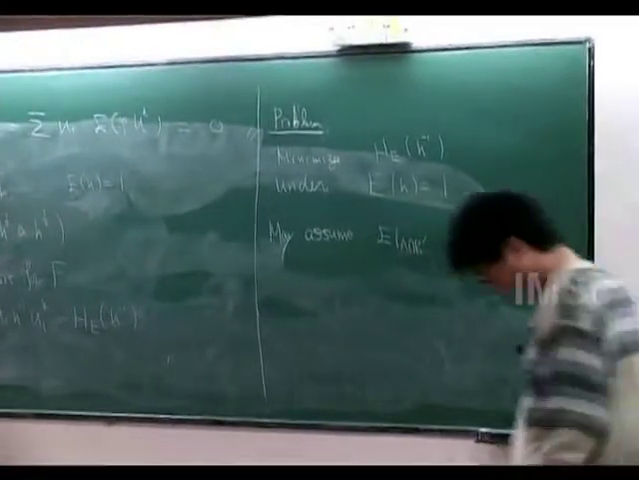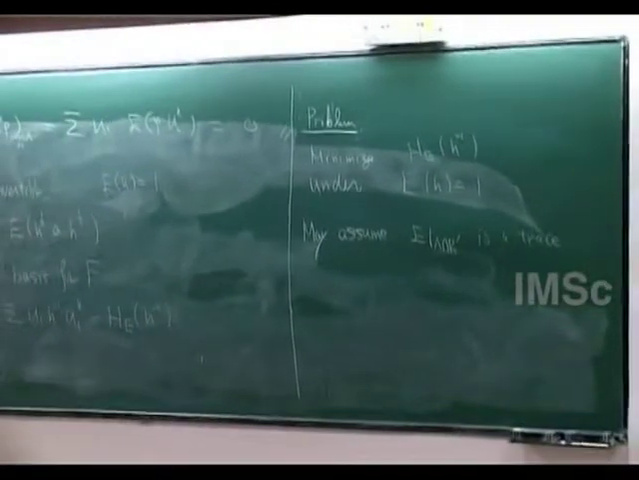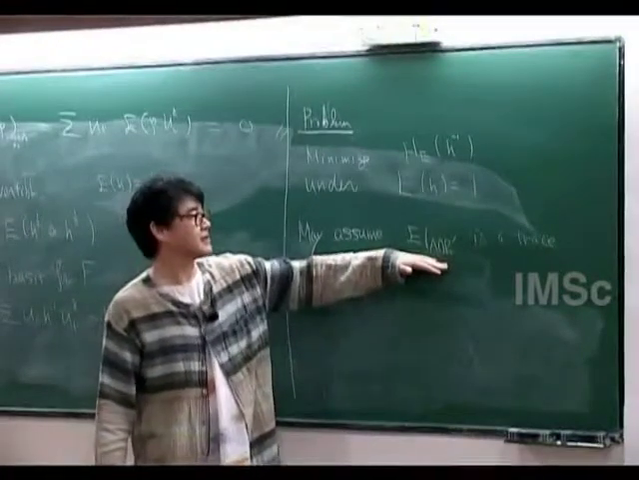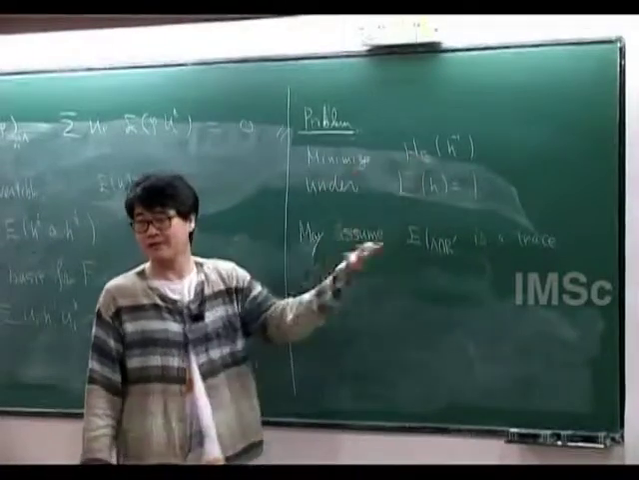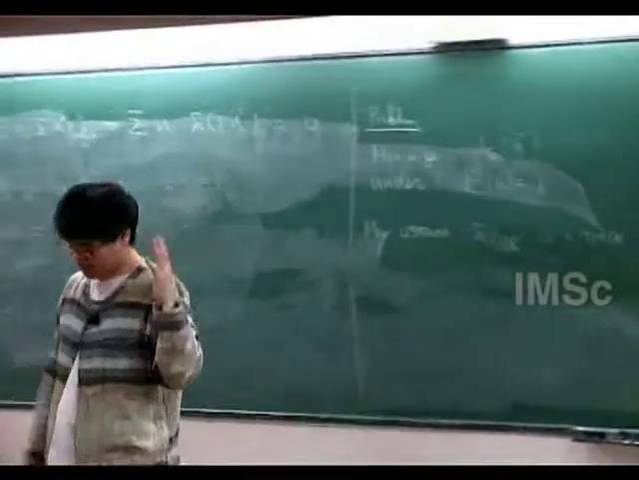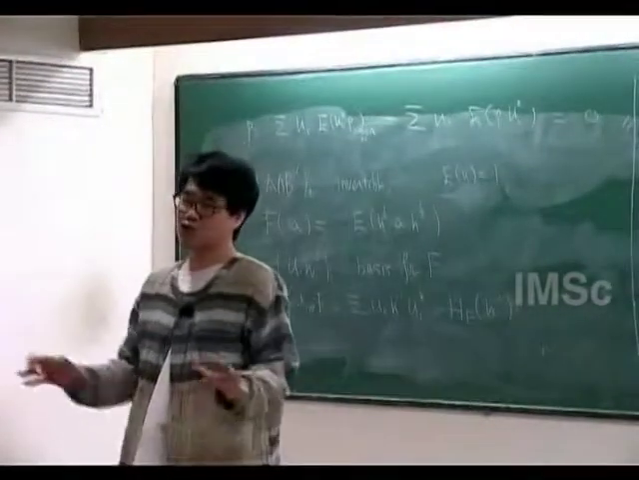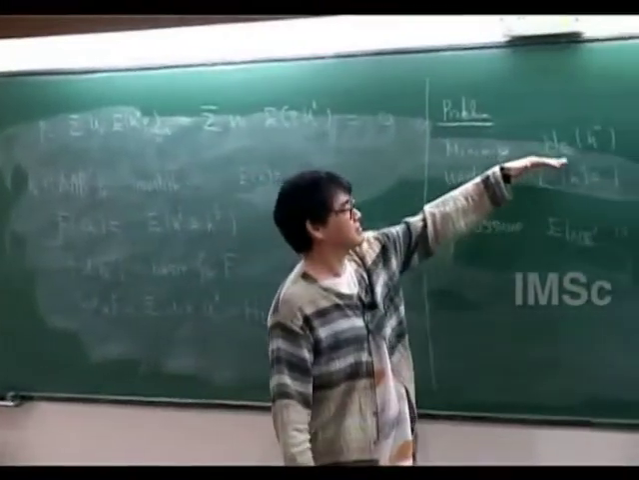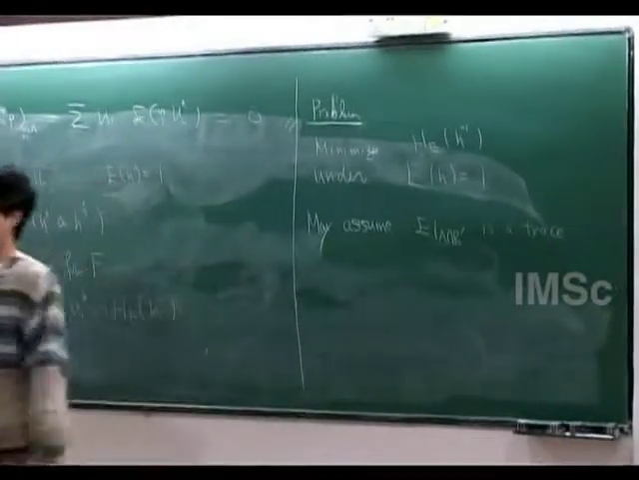So this is really a simple problem. You have a finite dimensional C-star algebra, so it's just a direct sum of matrix algebras. You have one trace here. Then if this is a trace, this thing is also a trace. You have another trace. So you are given a finite dimensional C-star algebra and two faithful traces. Then you want to minimize this value under this condition.